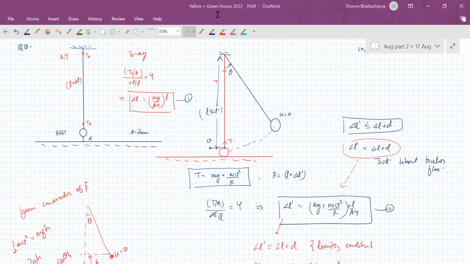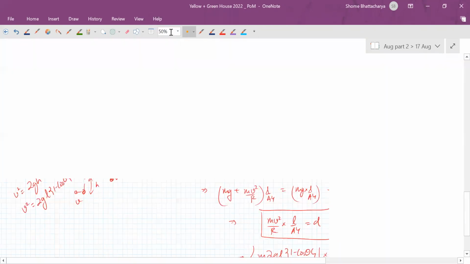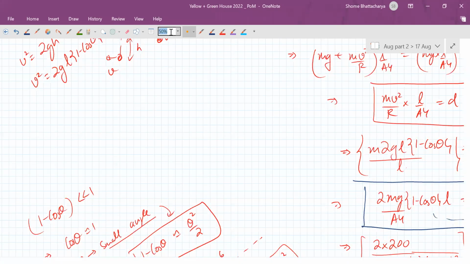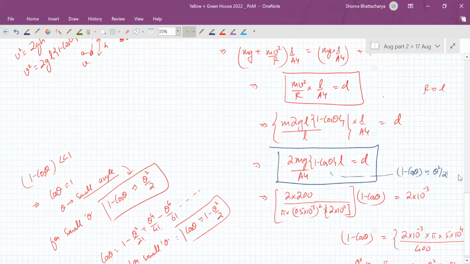Okay, so I'll just scroll down now. You can see the comparison of equation 1 and 2 on this page that I've done. Okay. And from that only we solve for that term. Initially we solve it for 1 minus cos theta, and then we approximate the value of 1 minus cos theta as theta square by 2.